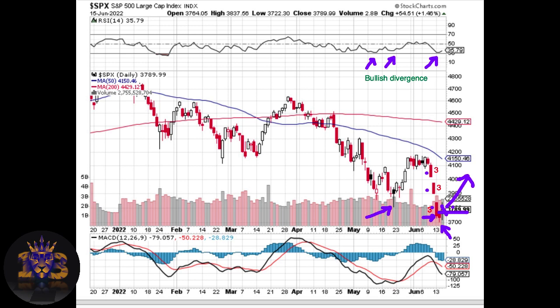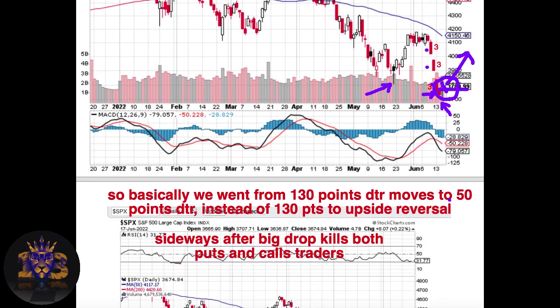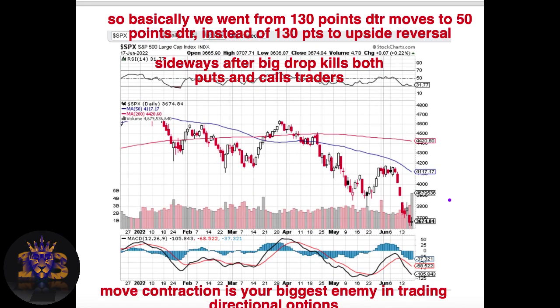All right. So from a standpoint of trading weekly directional options, this was the least probable of what was going to transpire on Thursday and Friday. The market just basically stalled, and it gave us a move contraction instead of a move expansion. So hopefully that makes sense.